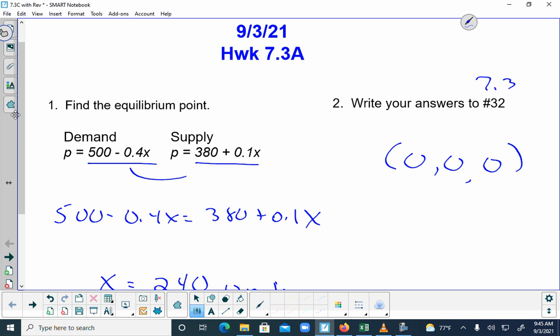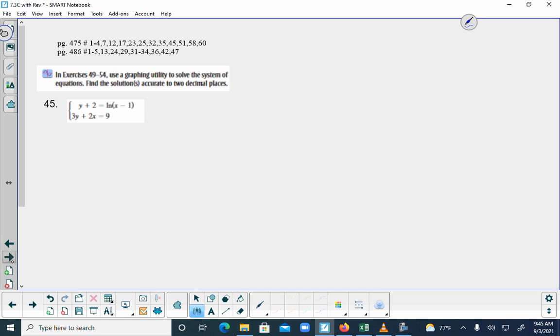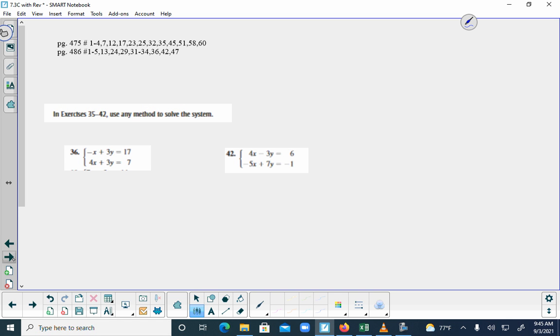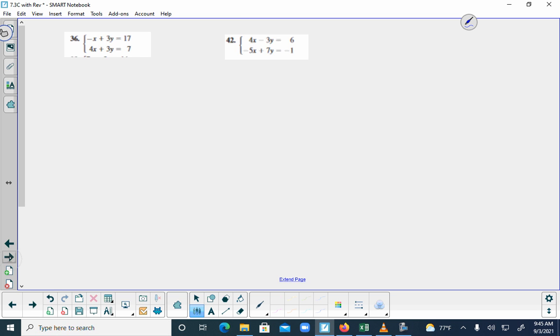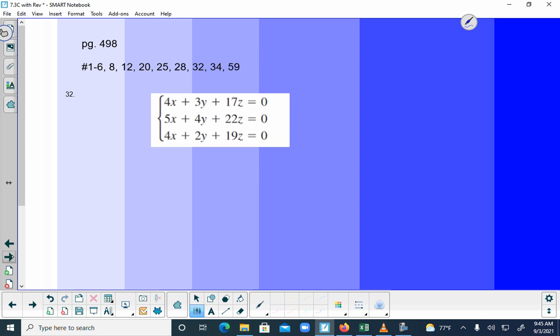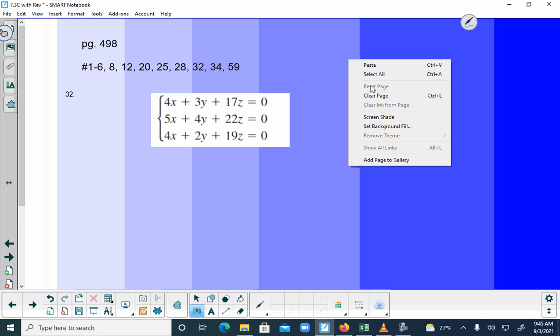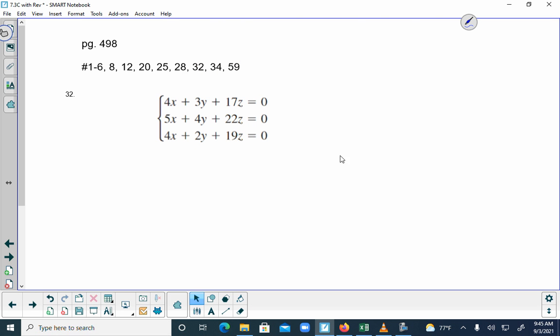Do we need to do 32? This is 32, yes? All right, so when I go to do 32, I'm going to move quickly, but I'm going to eliminate the x's first. So when I start this, I am going to write the first equation that I see, 4x plus 3y plus 17z is equal to 0. That's the equation I'm not going to lose.